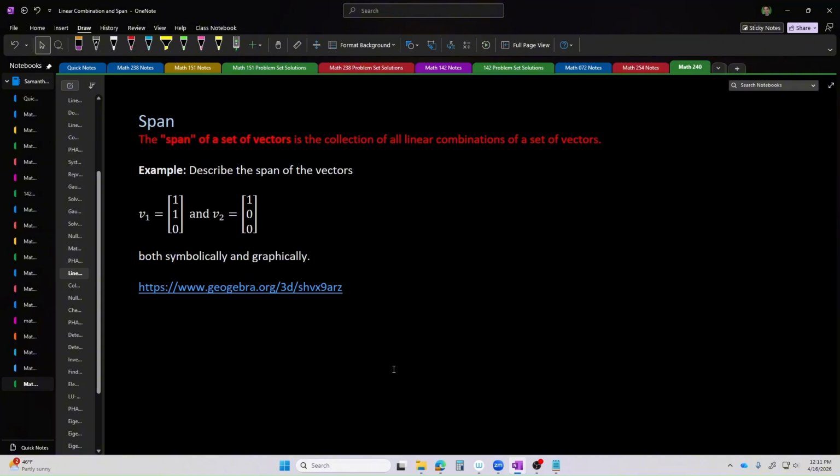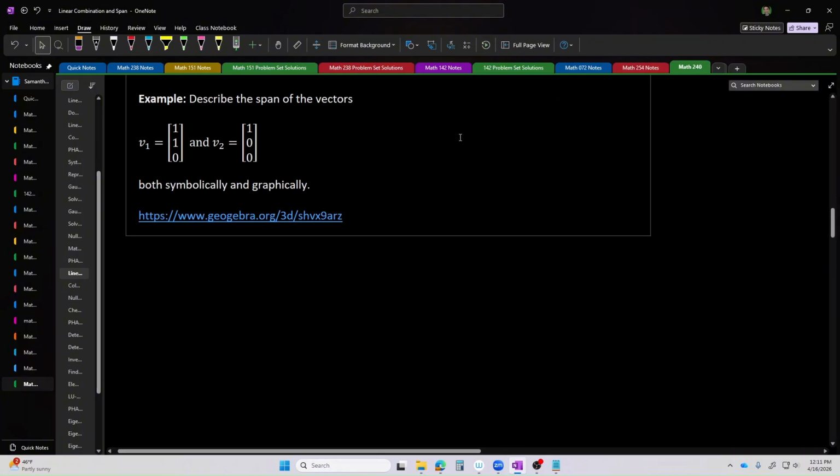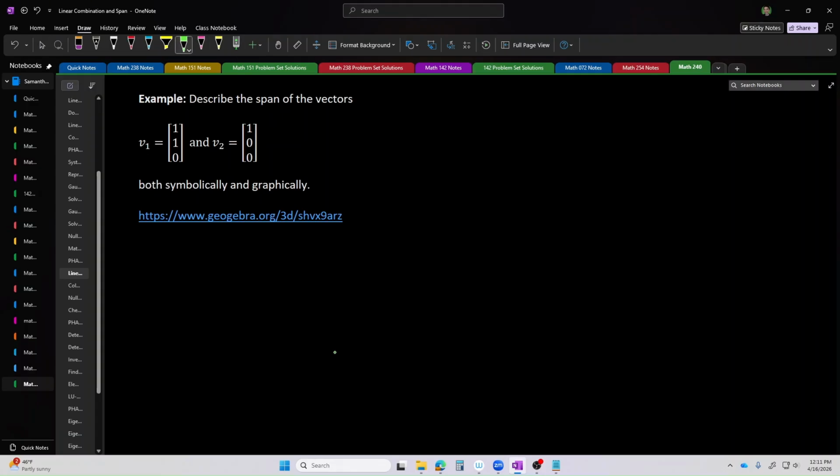So for example, if I'm thinking about the span of the two vectors given above, the vector v1 equals 1, 1, 0, and the vector v2 equals 1, 0, 0, let's go ahead and try and understand and describe the span of those vectors, all the vectors that you can get by combining these two in various ways. So let's imagine a generic linear combination of c times v1 plus d times v2, where c and d are whatever real scalar values.